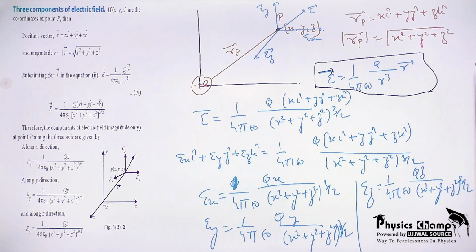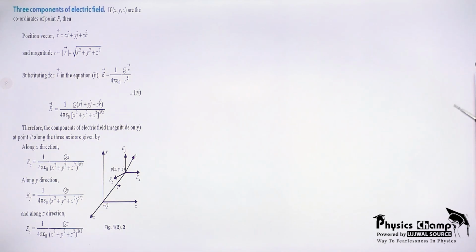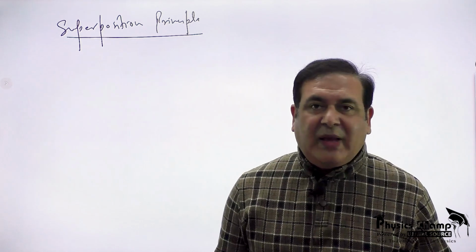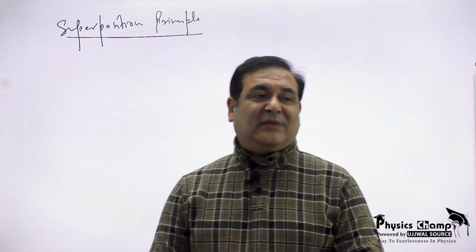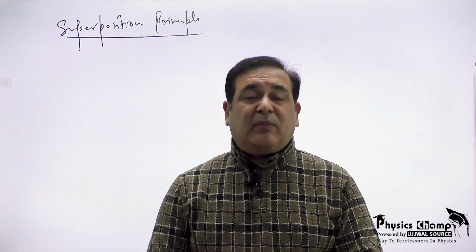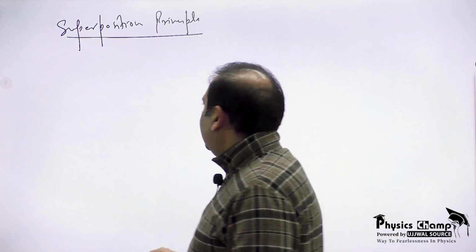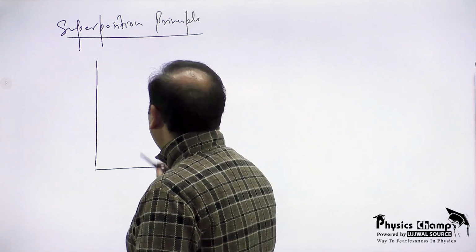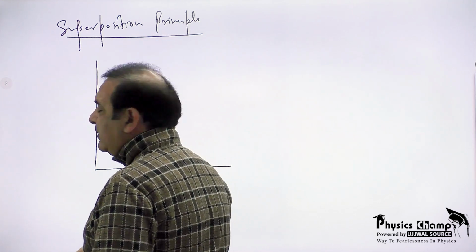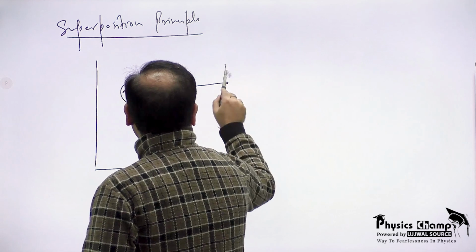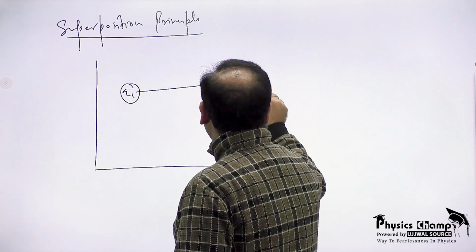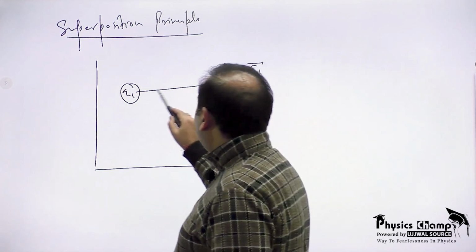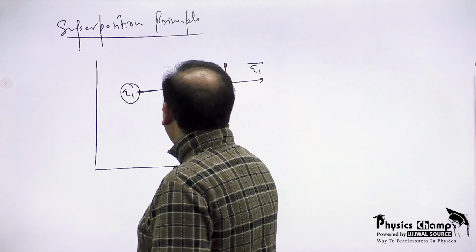I'll go further with this concept, but before that, the superposition principle. Electric field has a superposition principle almost the same as in Coulomb's law. In case you have many charges, the net force on a given charge is the vector sum of all the forces. Similarly, in space you may have many charges. One is charge q1, and due to this at a point P there is an electric field, say E1, and the displacement vector from q1 to P is say r1.